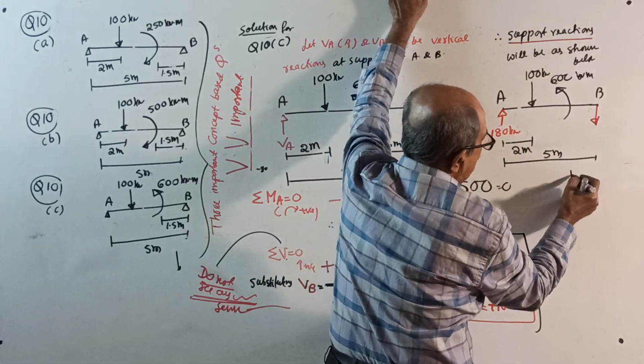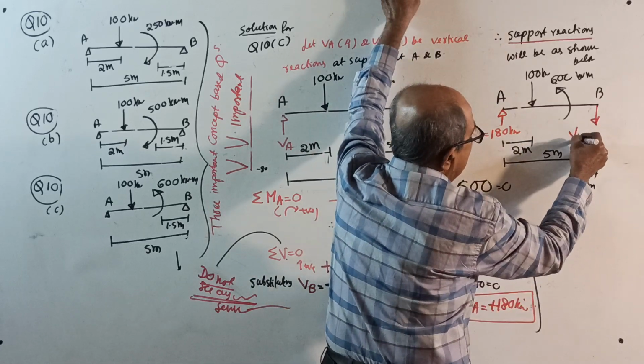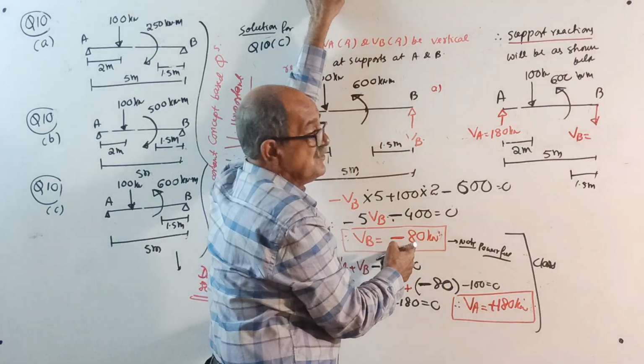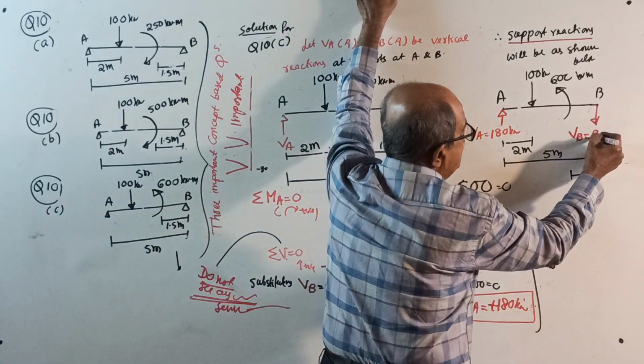Okay, that 1.5, go here, it was disturbing me. But do one thing: now you should not write minus 80. Nonsense it becomes. You took upward, a negative sign came, so it is downward 80 kilonewton.